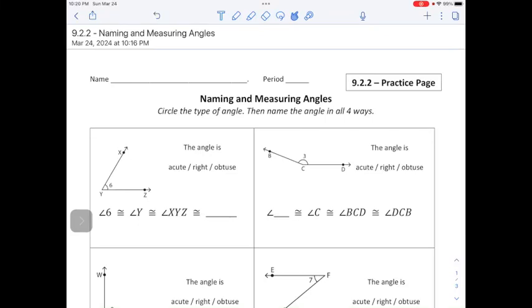Hey, 6th grade, here's your help video for 9.2.2 practice page. We're going to name angles in multiple ways. So on the first page, we have to circle the type of angle and then name it in all 4 ways.